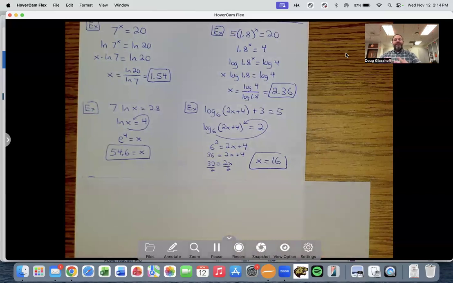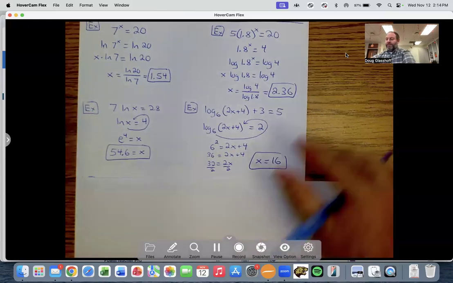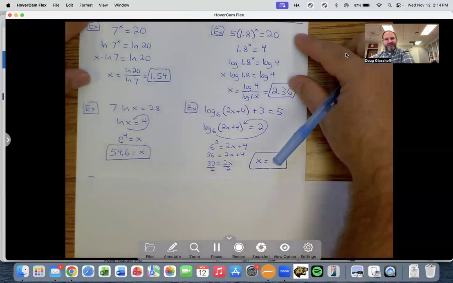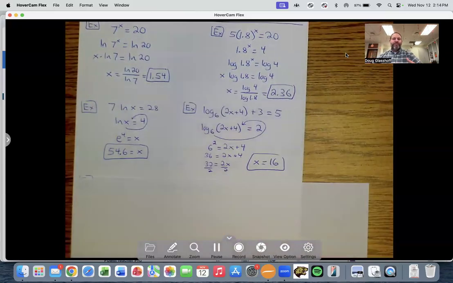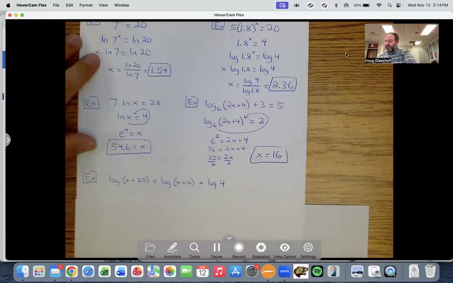Okay, so that's another type of problem. So the first type of problem, we're taking the log of both sides to solve for it. This one, we're getting the log by itself, and then we're looping it to put it back to an exponent, and then solving it from there. So that's the second type of problem. All right, third type of problem in this section looks like this.